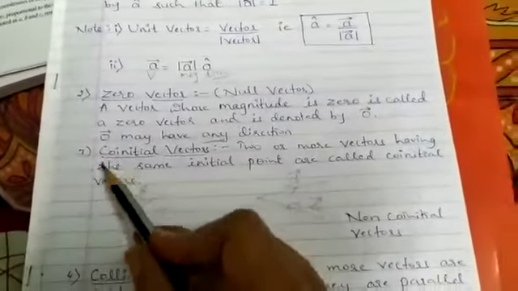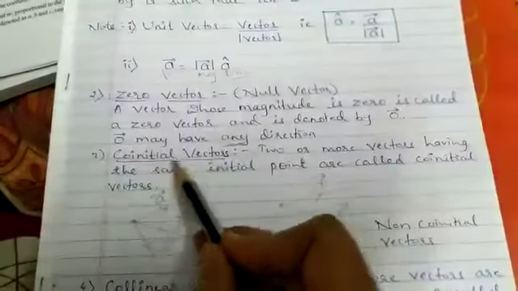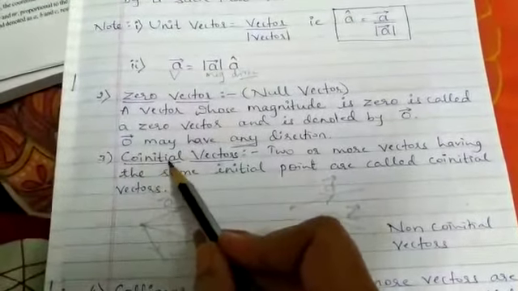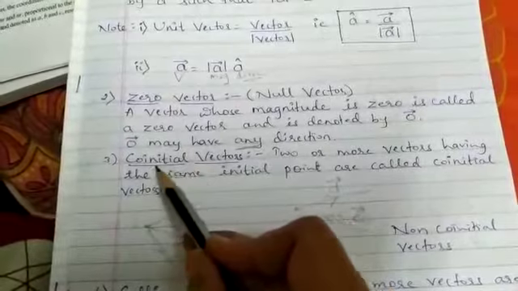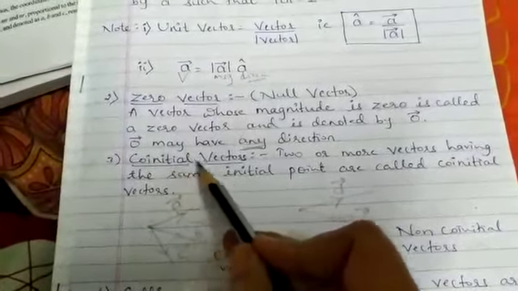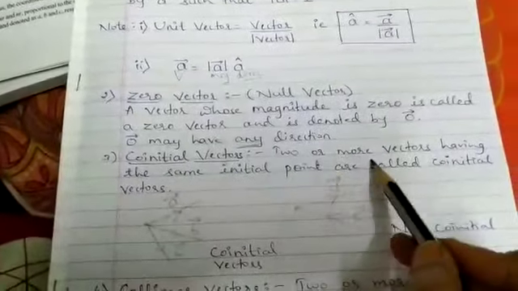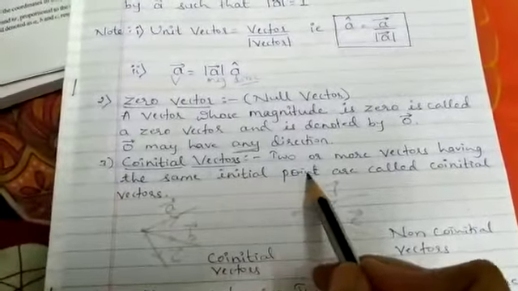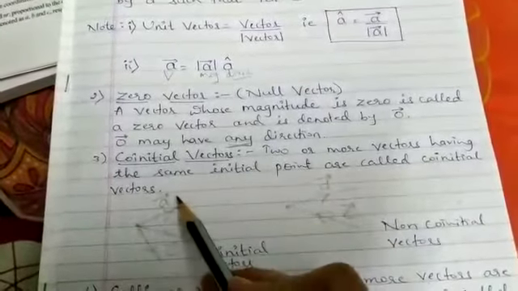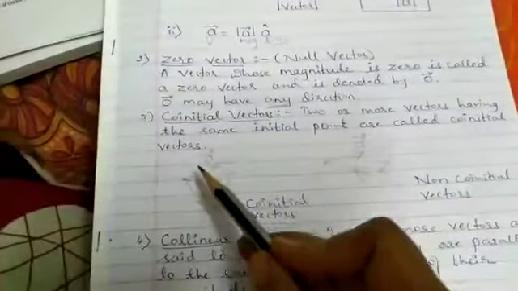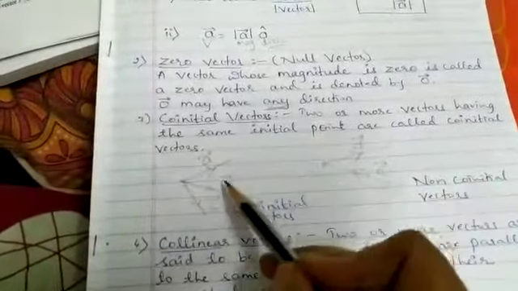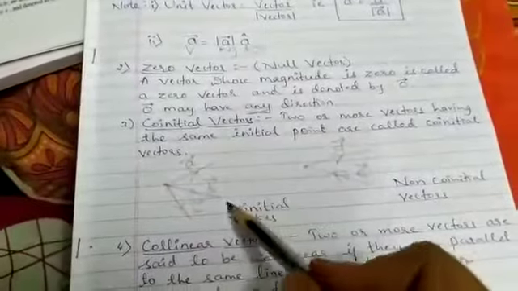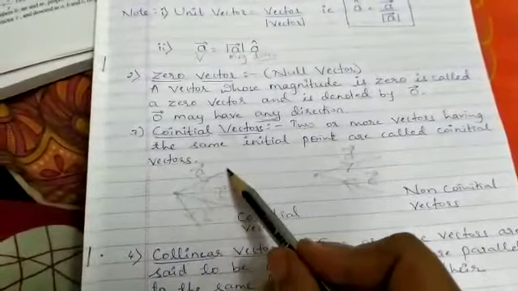So next we have co-initial vectors. The word itself gives an idea: the initial point should be the same. Co-initial, initial. Have a look. The definition says two or more vectors having the same initial point are called co-initial vectors. So just have a glance here. This should be the definition, followed by a diagram to understand co-initial vectors.